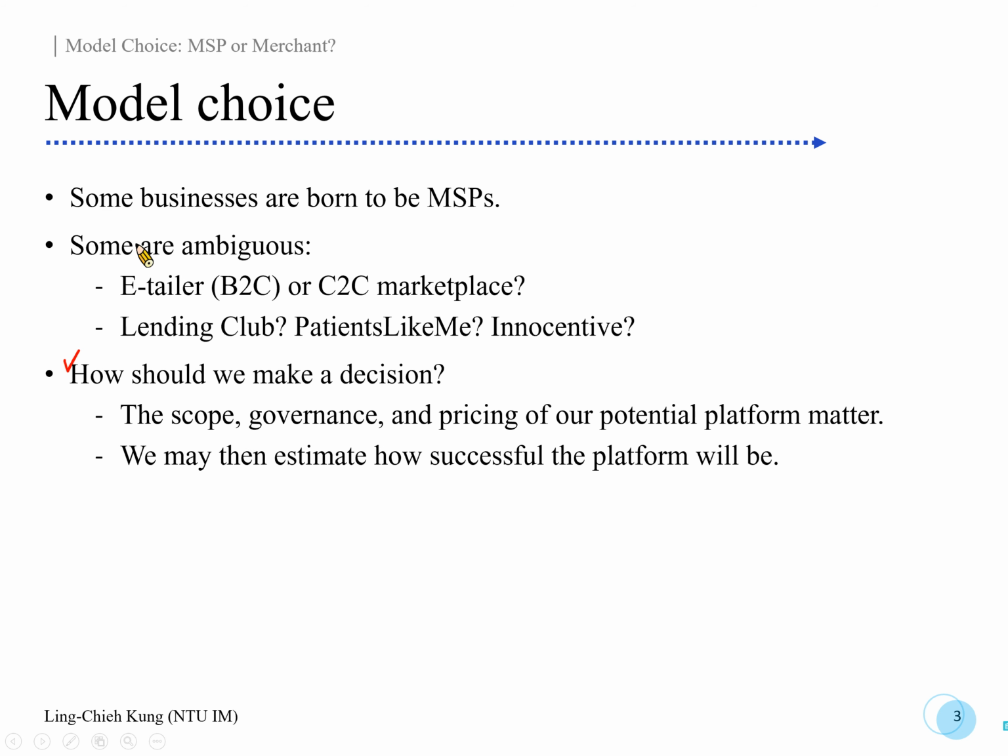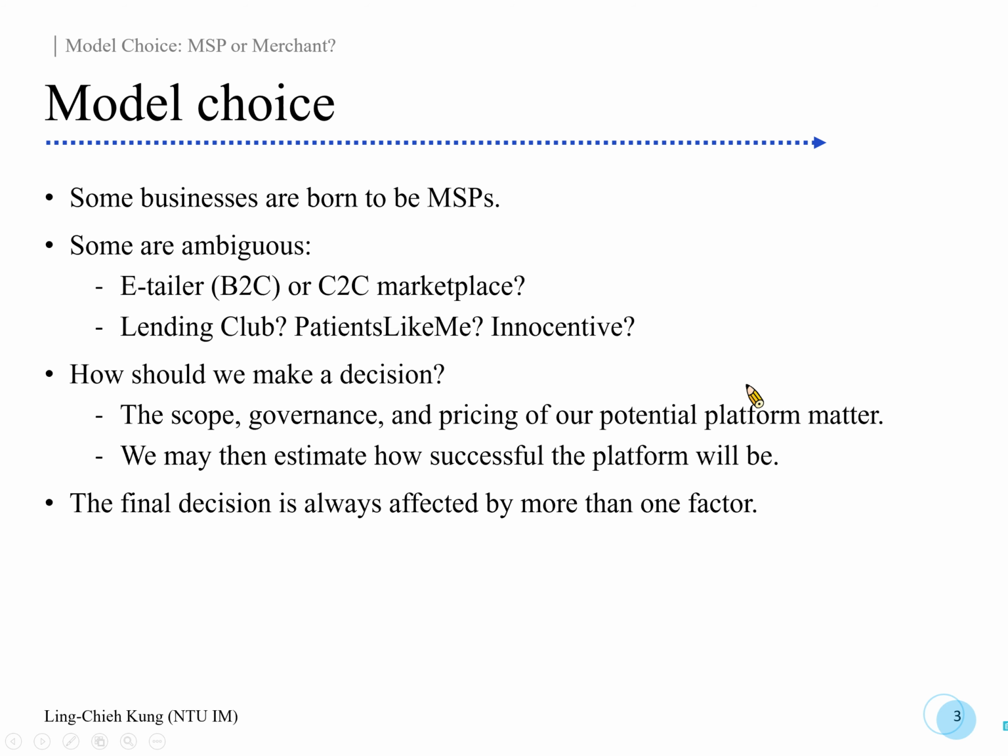So how may we make a decision? In some sense, we need to consider the scope, governance, pricing, and all the other things we need to consider to run a potential platform. All these issues are important so that we may estimate how successful our platform will be. Only if we can estimate the degree of success of our platform can we compare it with the merchant case. That's the idea. But of course, to do this, you really need to do a lot of things. There are so many factors to take into consideration.